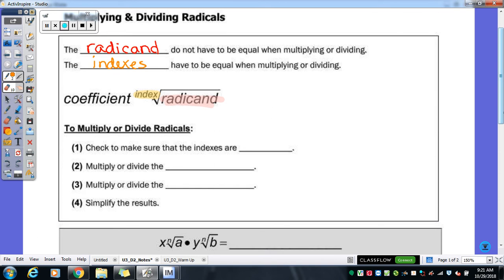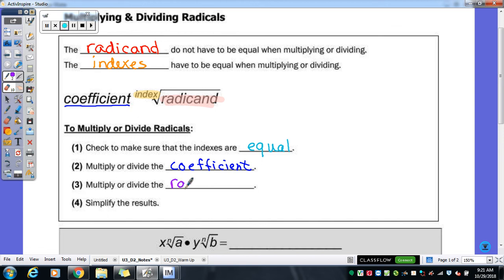So our steps in order to multiply or divide is to check to make sure that the indexes are equal. If they are not equal, then there's nothing further you can do. The original problem would be its final answer. You'll multiply or divide the coefficients, which, as you can see by my picture up front, are the numbers in front of the radical sign. So you would actually multiply or divide those if you can. I always say if you can, because you can't always multiply, or you can't always divide them.